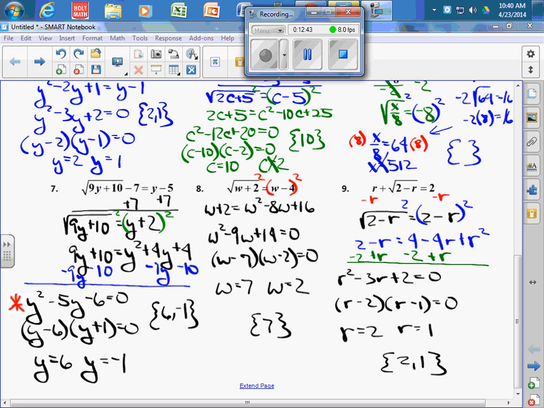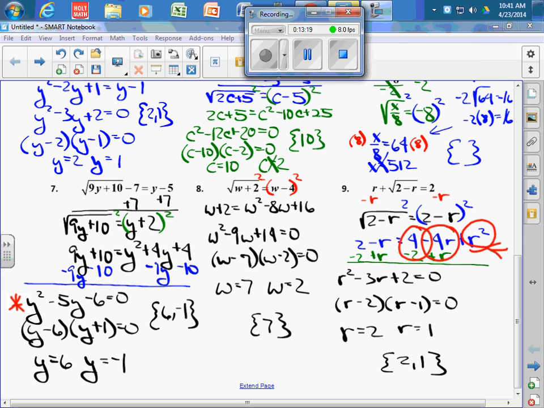In number 9, we need to isolate the radical, so that means we're going to subtract r from both sides. When you FOIL 2 minus r squared, you get 4 minus 4r plus r squared. Work it out, you'll see for yourself. We're going to now subtract 2 from both sides and add r to both sides. And on the right side, over here now, you're going to have r squared, you're going to have minus 3r, and you're going to have plus 2.